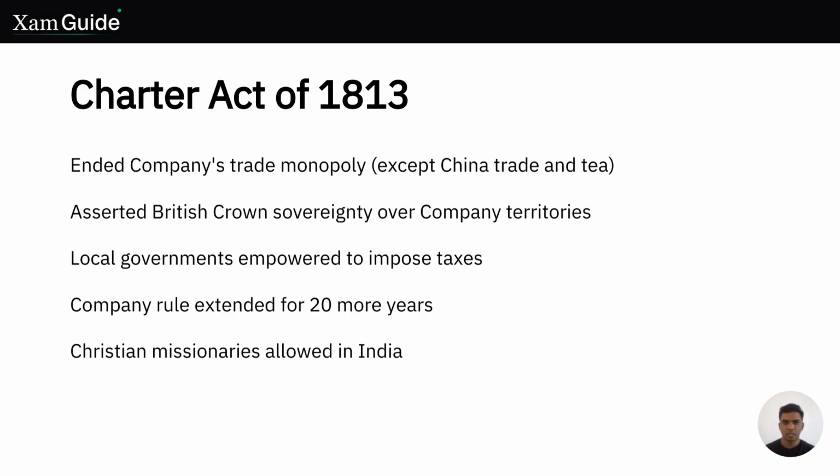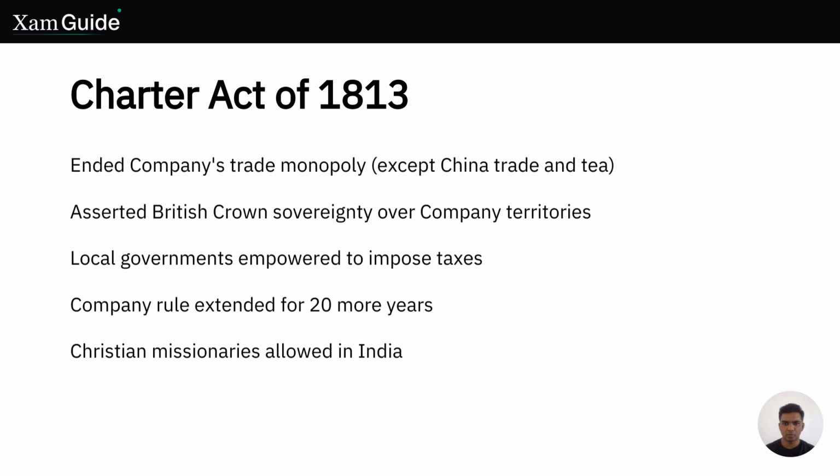Charter Act of 1813. Lord Minto was Governor General during this time. This act ended the East India Company's trade monopoly in India, except for China trade and tea. It asserted British Crown sovereignty over company territories and empowered local governments to impose taxes on us. The company's rule was extended for another 20 years and the Board of Control's powers were enhanced.